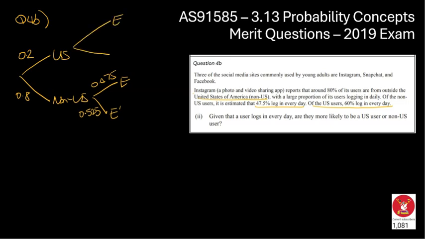We're then going to do the same for the US one up here. So we're going to have every day and then not every day. And we were told 60% of the US users log in every day. So that's going to be 0.6, and we're going to have 0.4 down there. Okay, so we've got our tree.